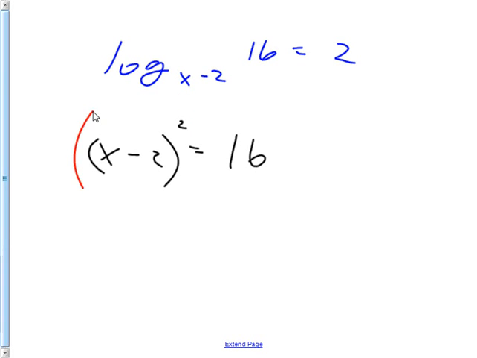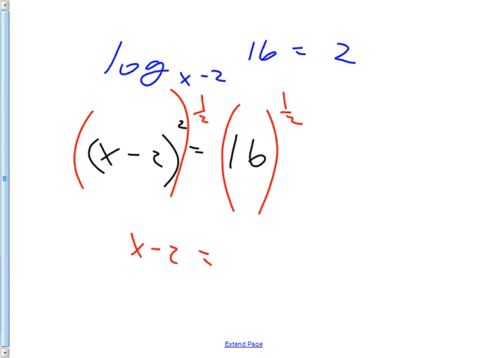Okay, so from here it should be pretty easy. You just put it to the power of 1/2. I'm taking a square root on both sides. And then I get x minus 2 is equal to the square root of 16, which is 4. And so then x has to equal 6. False. How many of you thought it was 6? Be honest. Okay. It's really 6 and something else.